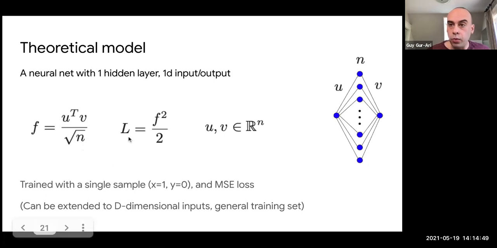And to complete the problem, we need to define a loss function. We're going to take the mean squared error loss, which in this case is just f squared because we set the label to 0. We can add more data points, and we can have non-zero labels, but the basic picture is going to be the same. And so this is our setup. u and v are going to be vectors in R^n.